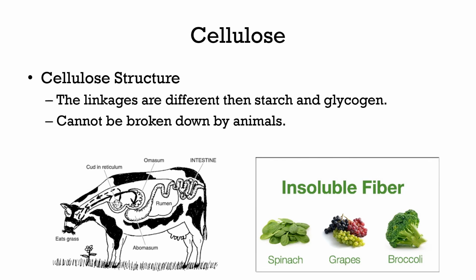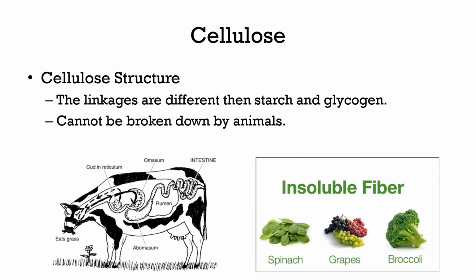Now, it's important to eat things that have cellulose. So spinach is made out of mostly cellulose, grapes, the skin, and broccoli. So we eat those things, and they're all going to be called insoluble fiber, which means that we can't technically digest them and extract the glucose from them, but they are important for cleaning our digestive system. So it is important to still eat these.